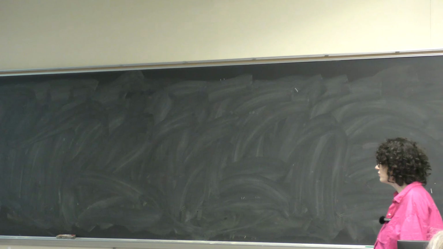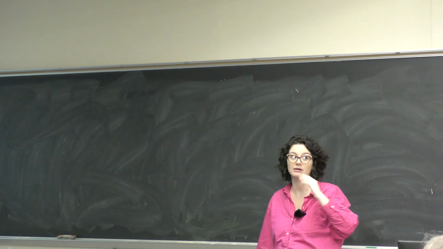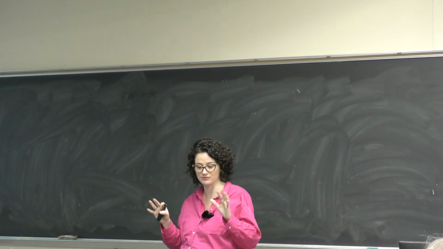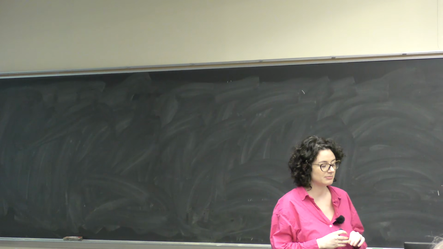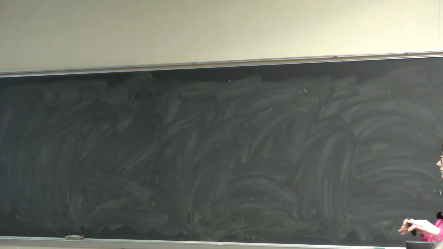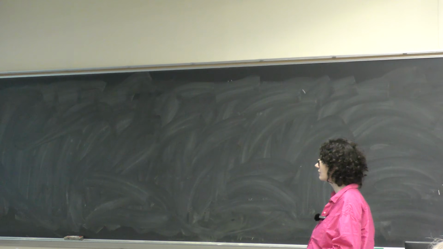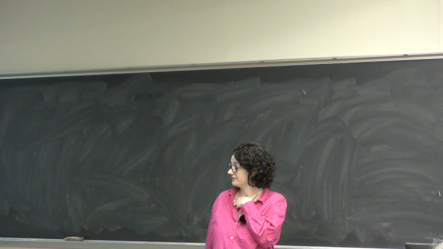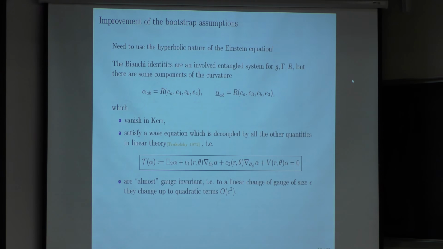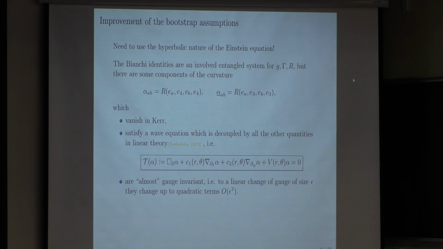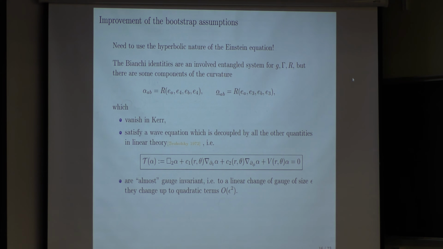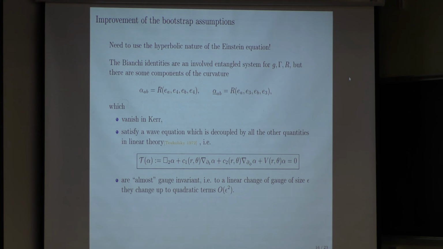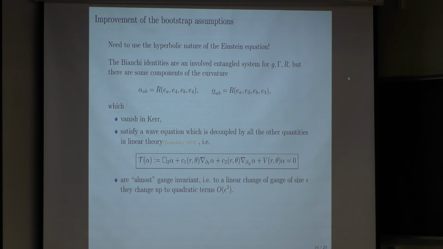So how do we improve the bootstrap assumptions? Well, we need to use the hyperbolic nature of the Einstein equation. So remember the Bianchi identities, which were used already in Minkowski spacetime. These Bianchi identities are an entangled system for all our quantities: the metric, the Christoffel symbols, the curvature. But thankfully, there are two Riemann curvature terms that stand out, that actually have some very nice properties. In particular, they vanish in Kerr, and they satisfy a wave equation that is decoupled from everything else, and they are almost gauge invariant, meaning if I change coordinates by a size epsilon, they change by a size epsilon squared. So for example, in linear theory, they don't change at all.